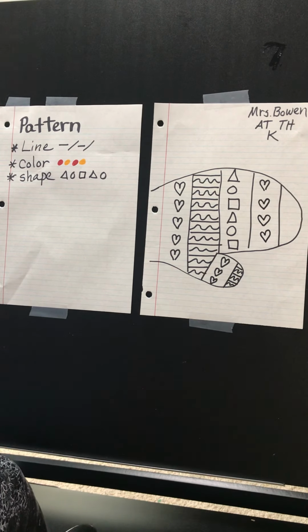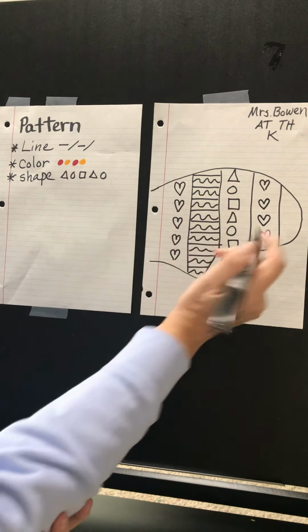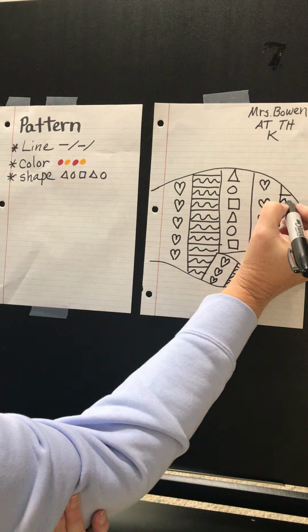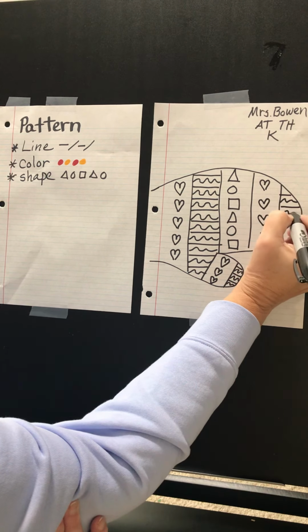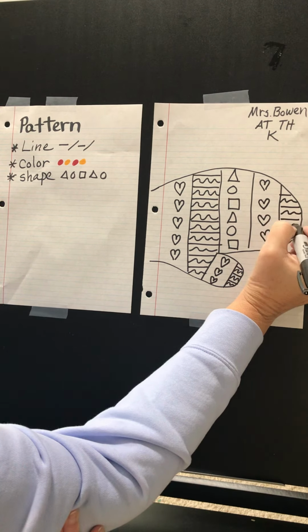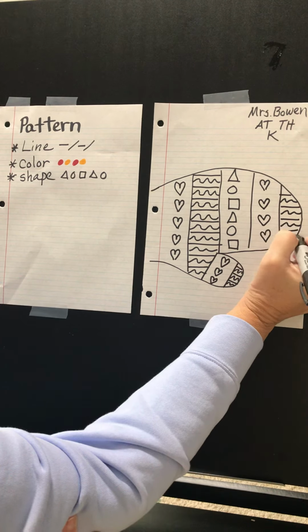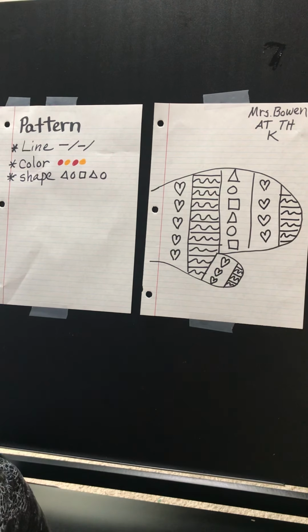All right? And let's do our line pattern up here again. Let's do straight, curvy, straight, curvy, straight, curvy, straight, curvy, straight. That's a good looking winter mitten. I like the pattern on it. I hope this helped you understand what a pattern is.